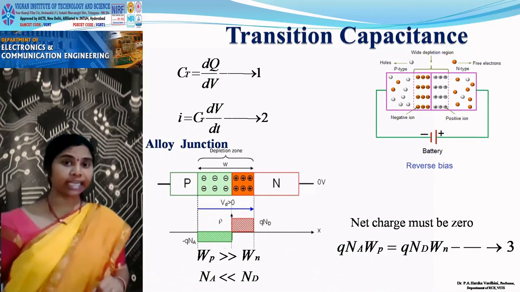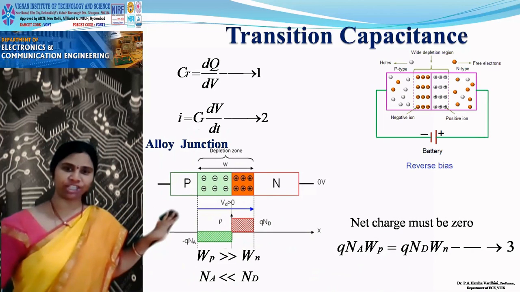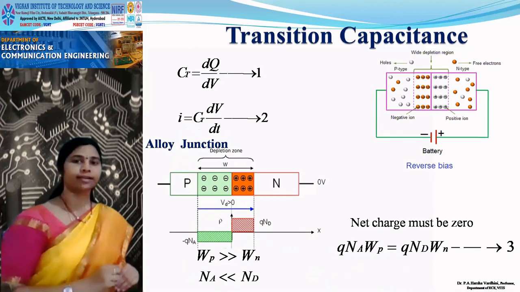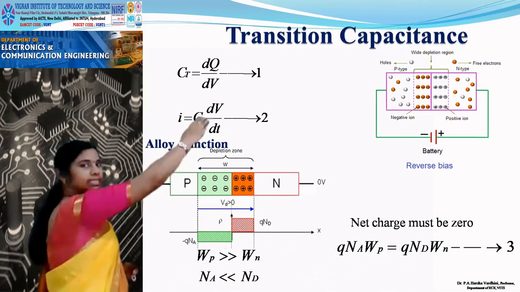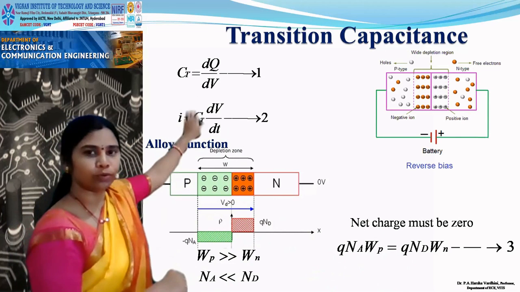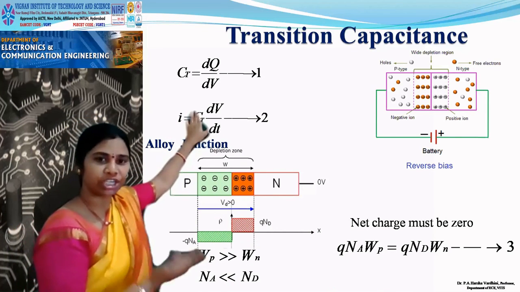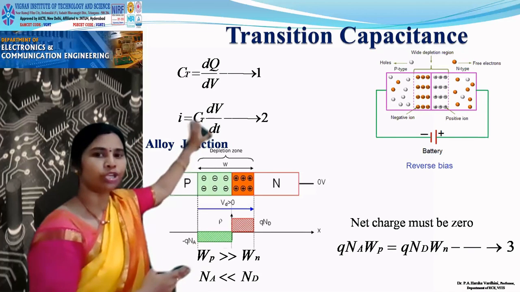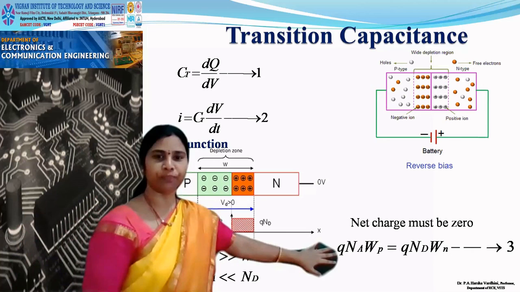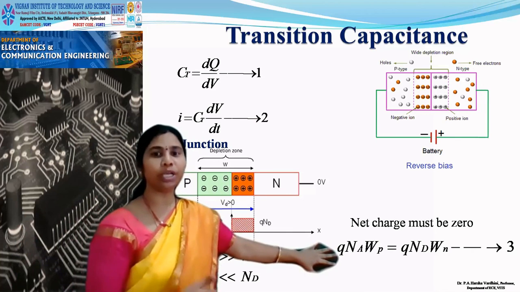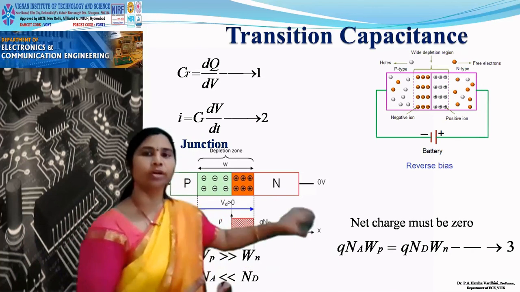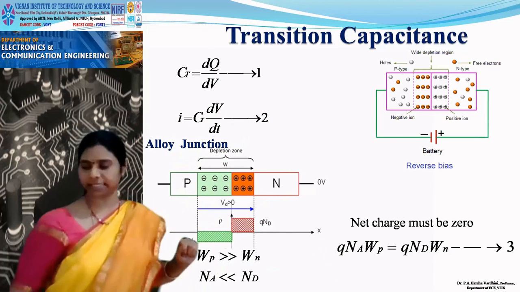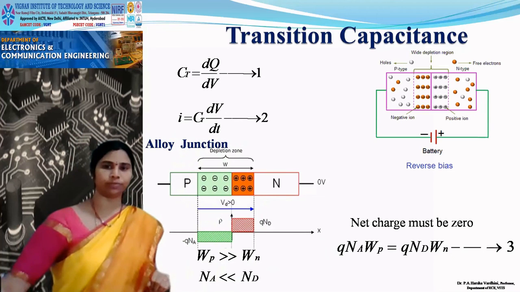Now, what I need for this junction is to derive the transition capacitance. So I want to derive Ct, which is dq by dv. So I should get what is the Q value. What is Q? You have got the charge density value. What is the net charge? You need to find the charge value so that I can differentiate with respect to voltage and get the capacitance value.